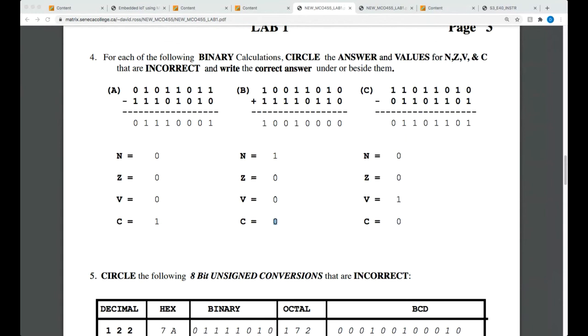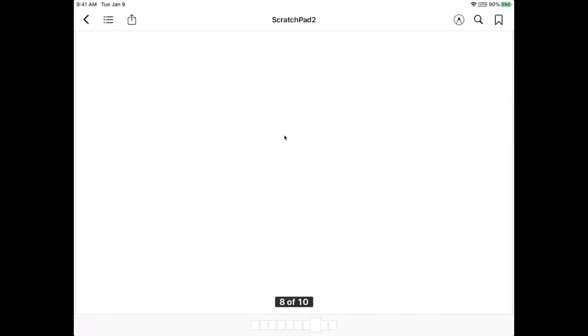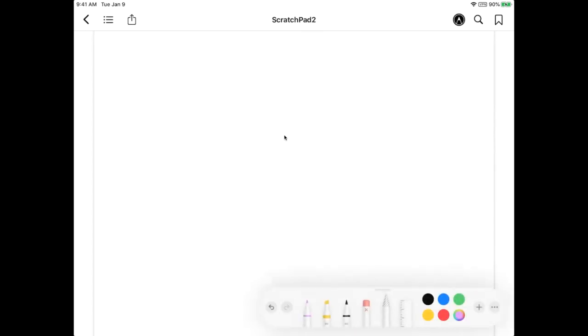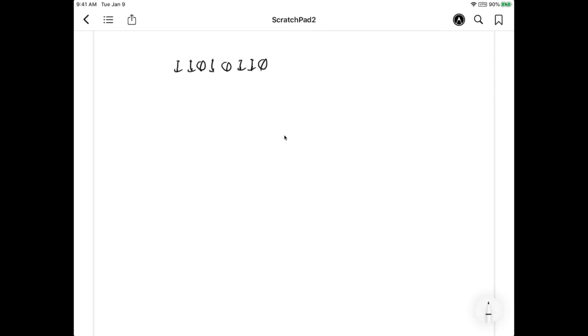There we go. All right, so let's take a look at a review of subtraction for the people even in the D group that did this the other day. Because subtraction, even though it's easier than addition, takes a little bit of practice. So let's take a look at a number like, I don't know, binary 11010110. And let's subtract 11101101.